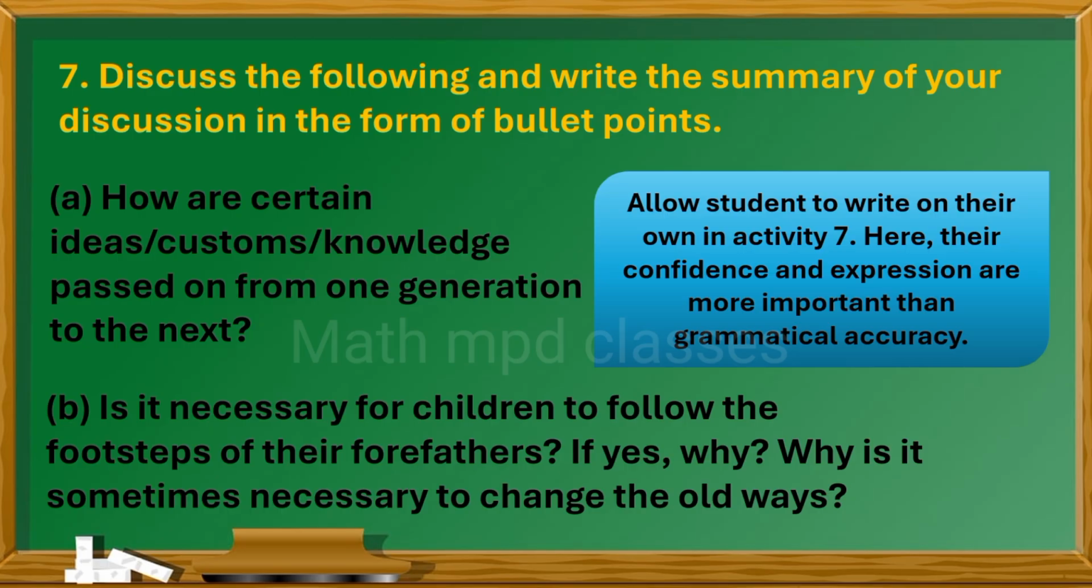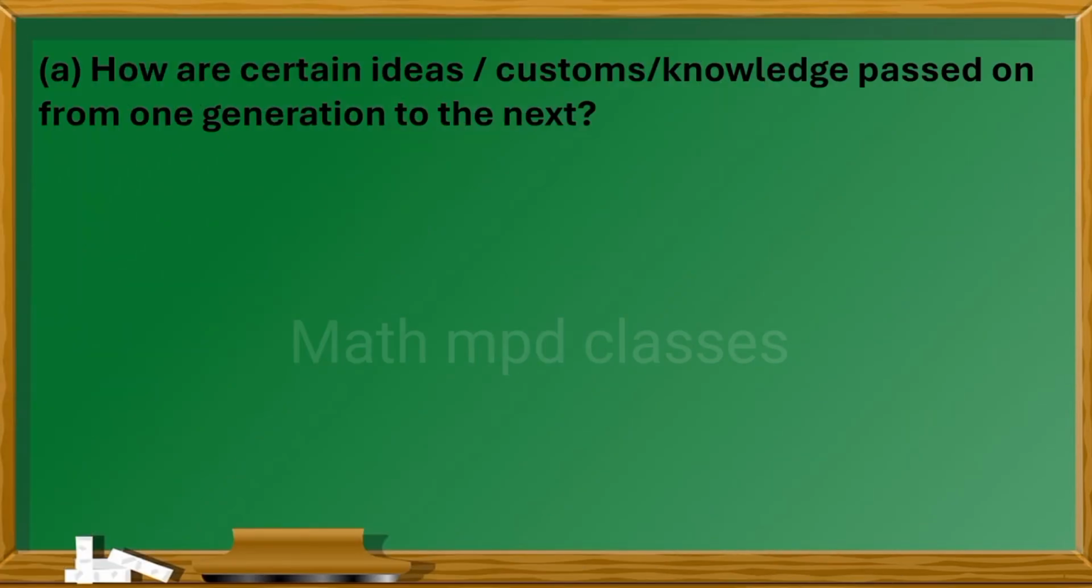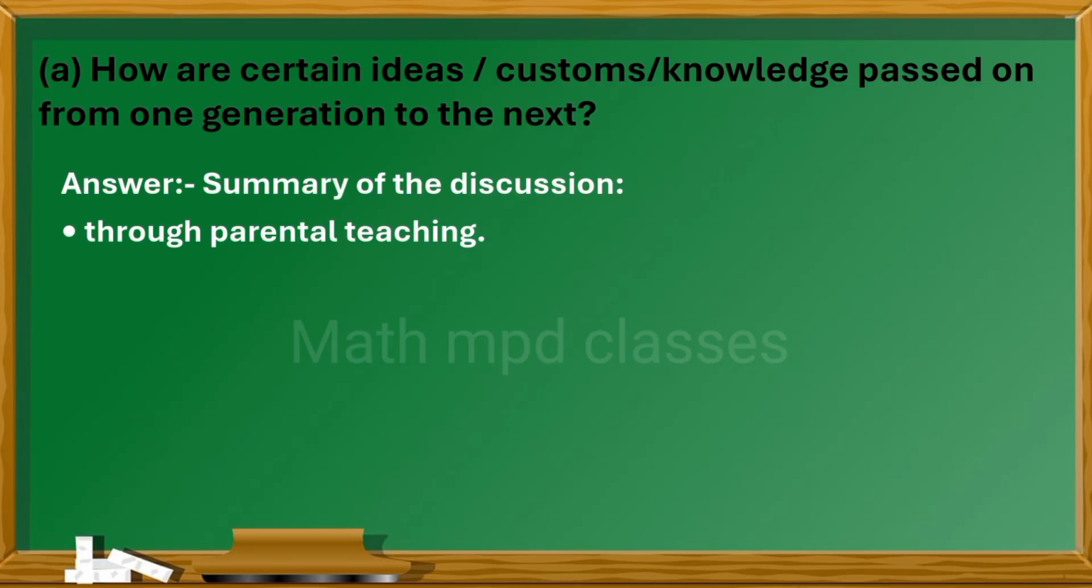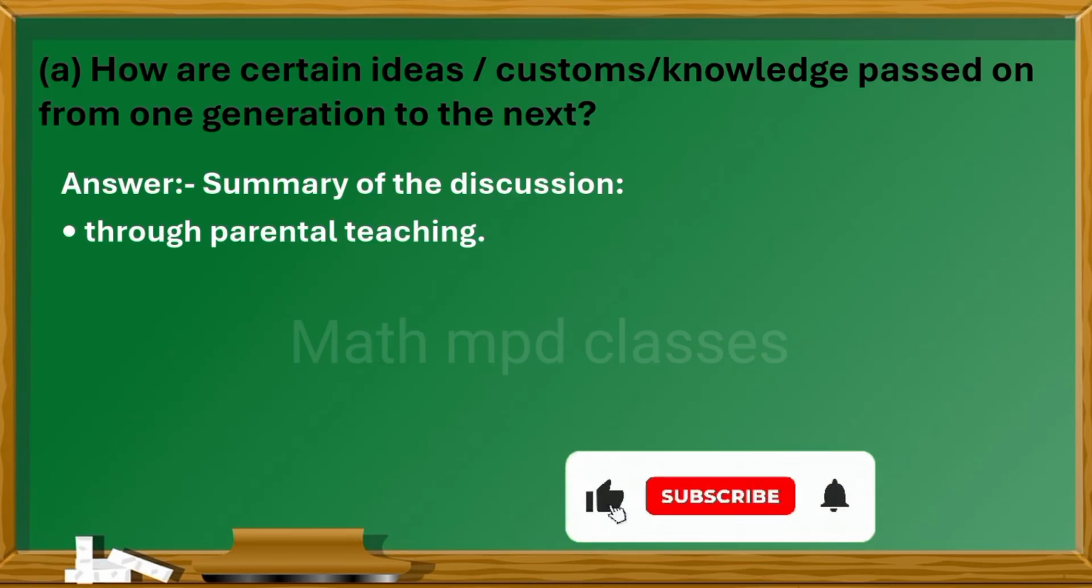अभी यहाँ पे जो दोनों क्वेश्चंस दिए गए हैं, यहाँ पे बताया गया है कि स्टूडेंट्स ने ये एक्टिविटी खुद से करनी है, क्योंकि बच्चों में उतना कॉन्फिडेंस आ जाए और वे बच्चे खुद से अपने एक्सप्रेशन राइट डाउन कर सके और ग्रामेटिकल एक्यूरेसी से ज़्यादा इम्पॉर्टेंट उनके एक्सप्रेशन है। इस प्रकार से यहाँ पे ये बताया गया है। नेक्स्ट क्वेश्चन, हाउ आर सर्टन आइडिया और कस्टम और नॉलेज पास ऑन फ्रॉम वन जनरेशन टू द नेक्स्ट? आंसर, समरी ऑफ द डिस्कशन थ्रू पेरेंटल टीचिंग.